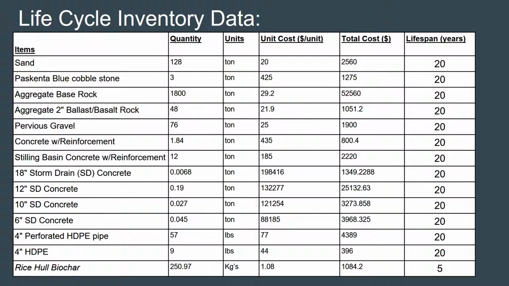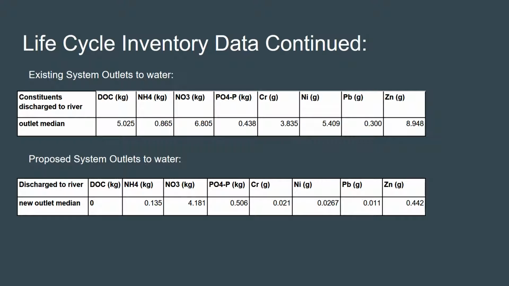We have our outputs to the waterway, which are different for the existing and proposed systems. The information that we will enter in our life cycle inventory data includes our construction, and as we said, the rice hull biochar will only be added into the proposed system, not the existing system. The rice hull biochar only has a lifespan of 5 years, so it will have to be re-administered 4 times every 5 years. Our life cycle inventory continues for our emissions to water. The existing system outlets to water and the proposed system outlets to water will be added to their respective life cycle analysis.